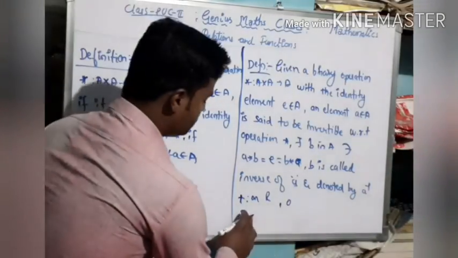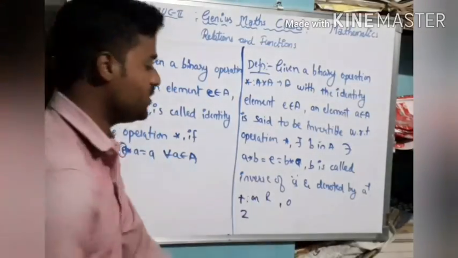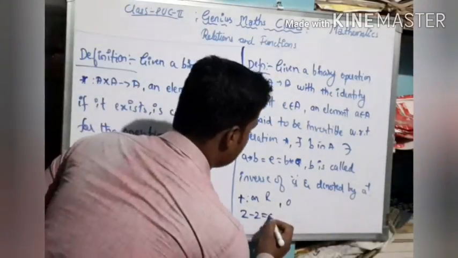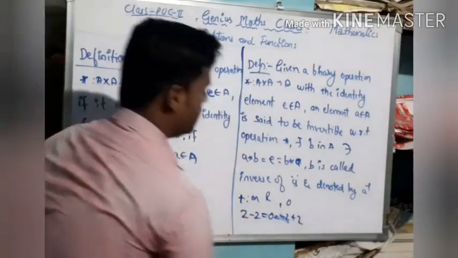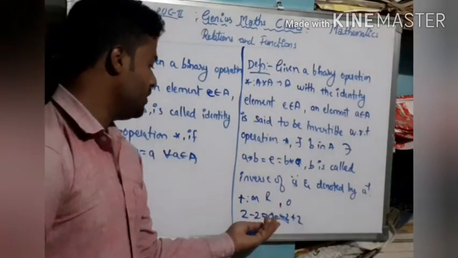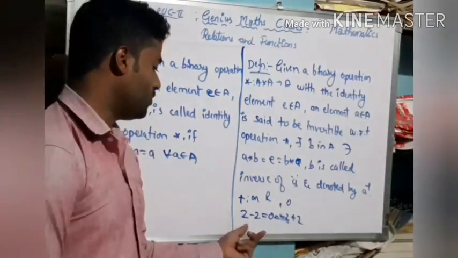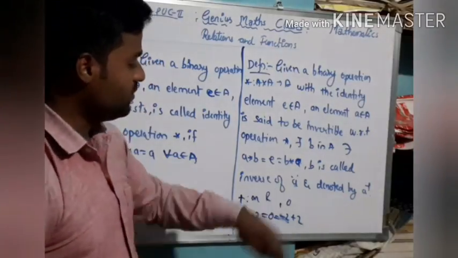If you operate 2 with minus 2, you will get the result 0. 2 minus 2 is 0, and minus 2 plus 2 is again 0. Therefore, for 2, minus 2 is the inverse. So this is a simple concept.